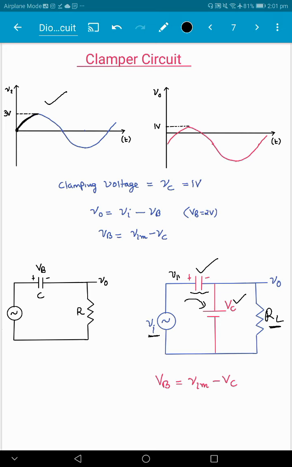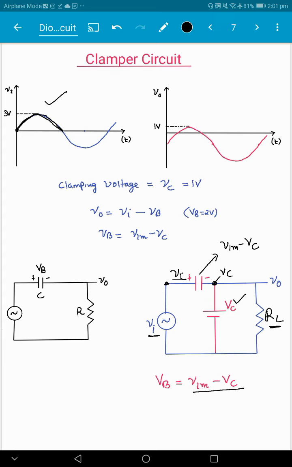There will be a point where the input will reach VIM at this node, and this other node is anyway VC. So at that point, the voltage across the capacitor is VIM minus VC, which is what we want. But then Vi will decrease after that, and as Vi decreases, this voltage will change here, and the capacitor will discharge.